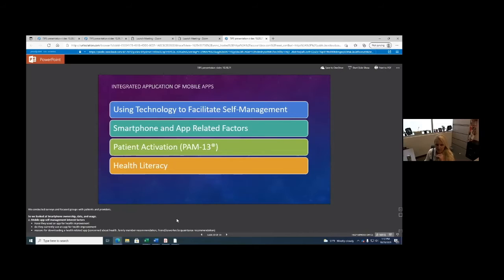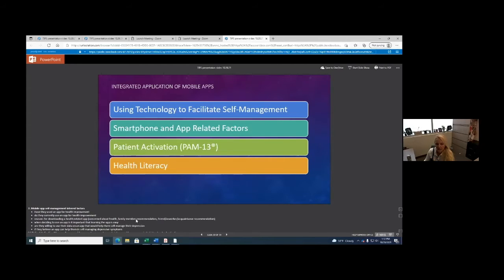So we looked at smartphone ownership data and usage, and explored things like: have they used an app for health improvement? Do they currently use an app for health improvement? Have they ever downloaded a health related app? We looked at whether they have a willingness to use an app for self-management of depression, if they have data plans to support their use of an app, and some of those interest factors.